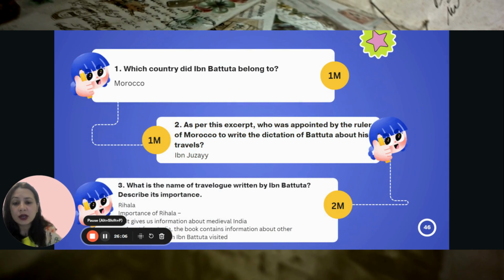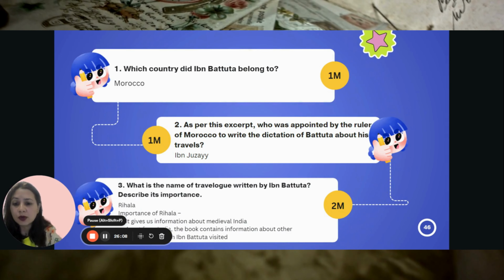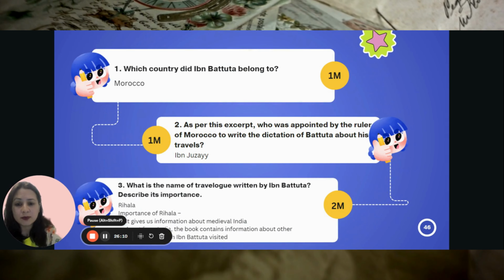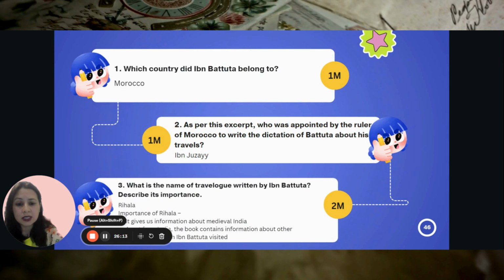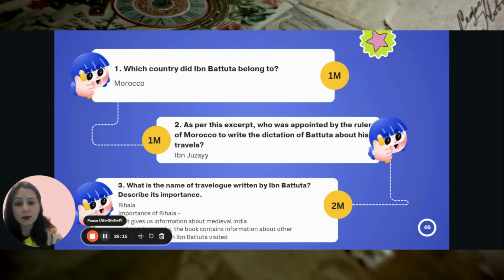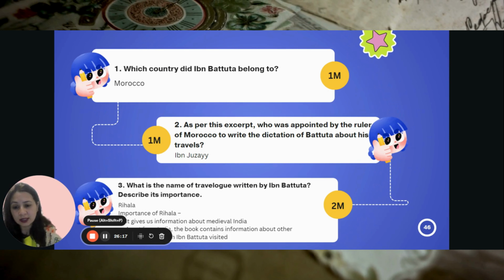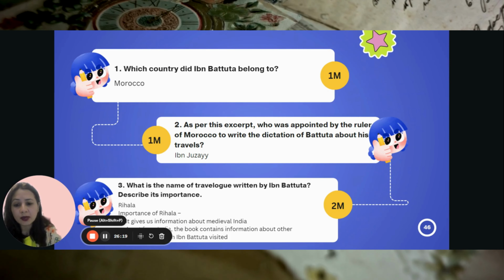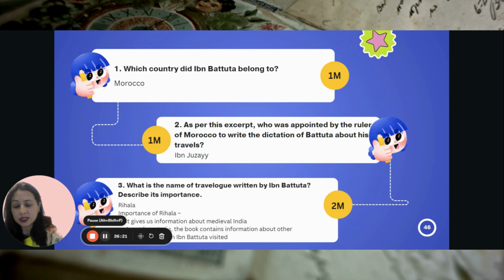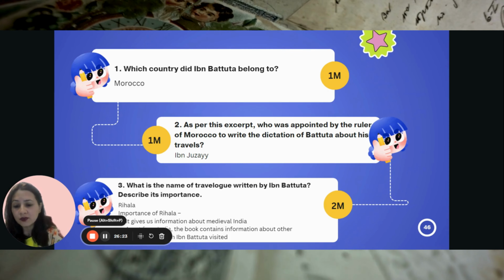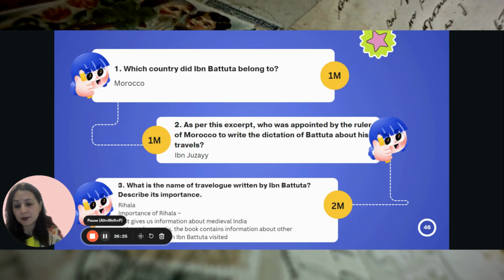Now, which country did Ibn Battuta belong to? He was from Morocco. As per this excerpt, who was appointed by the ruler of Morocco to write the dictation of Battuta about his travels? Ibn Juzazi. What is the name of the travelogue written by Ibn Battuta? Rihla. Write down its importance. It gives a lot of information about medieval India.